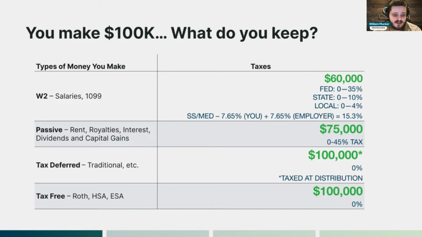to taxes. And then you have your passive income, which is taxed a little bit less. You're not paying those Social Security or Medicare, and you're not paying employer taxes. So in this scenario, again, this will vary, you're only paying about $25,000 in taxes, and you're walking away with $75,000. Then you have your tax deferred and tax free accounts, where those $100,000 that you earn, you get to keep. However, there's an asterisk next to the tax deferred account, because when you want to take that out of the account, you're going to actually be taxed at that amount at the time of distribution.